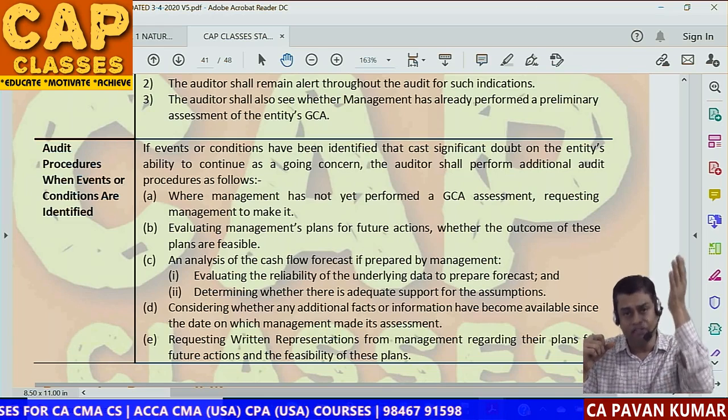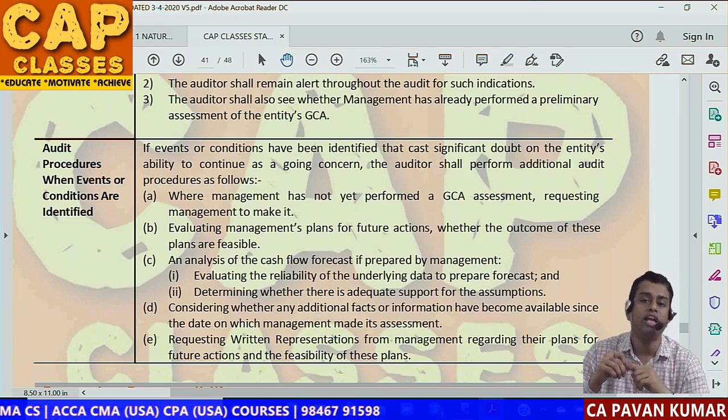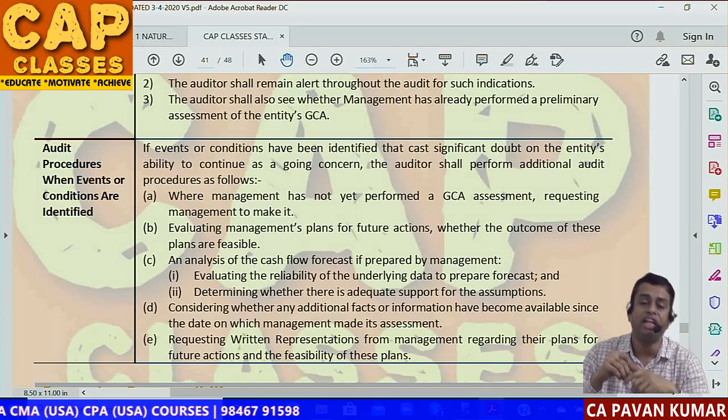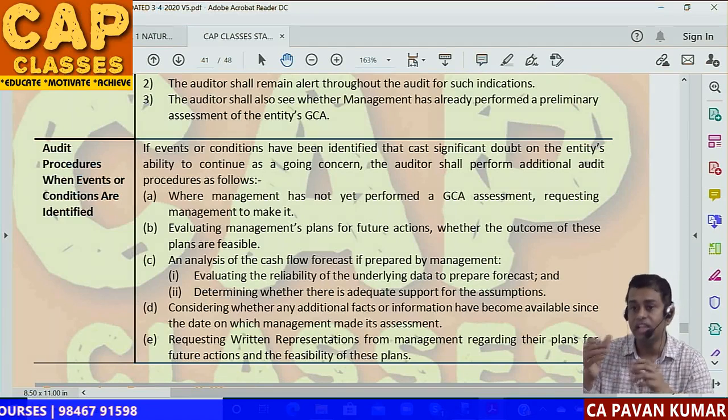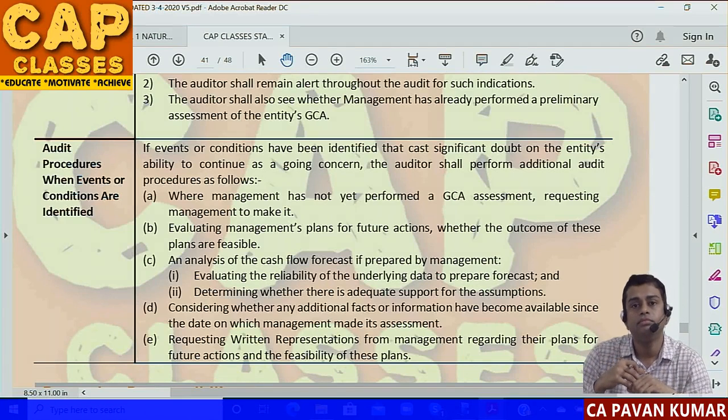Actually, auditors have given reports like this. In case of S Bank, they have given. In case of Jet Airways, they have given. In case of Reliance Communications, they have given. In case of DHFL, they have given. In case of ILFS, they have given. So many companies, they have given.